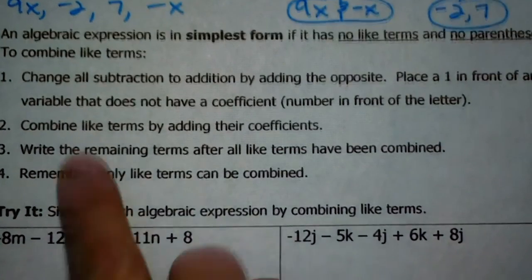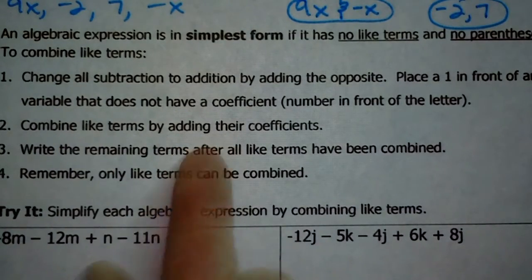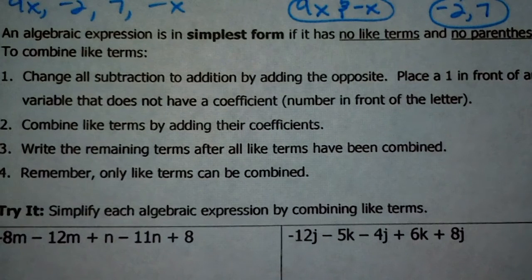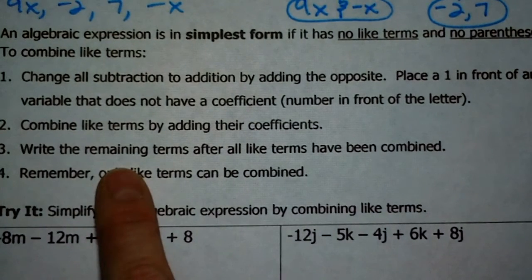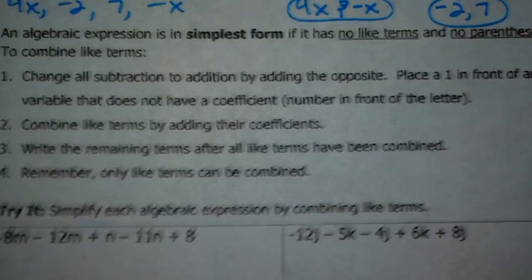And how do you combine like terms? All you do is find the letters that match and you add their coefficients. You have to remember your integer rules as well when you're doing this. You're going to write the remaining terms after all the terms have been combined. And remember, you can only combine like terms. So you'll know you're done when you don't see any repeat variables and you don't see any parentheses in your expression. So we're going to try it.